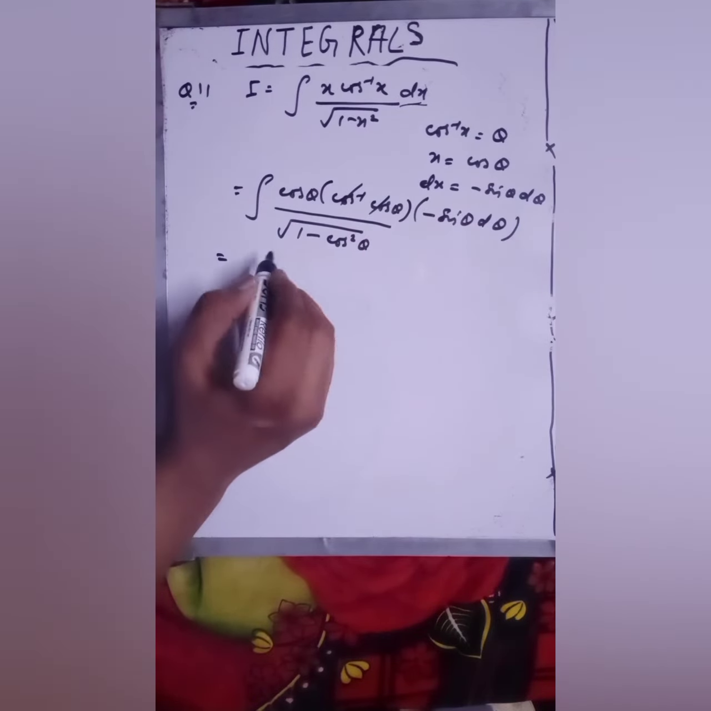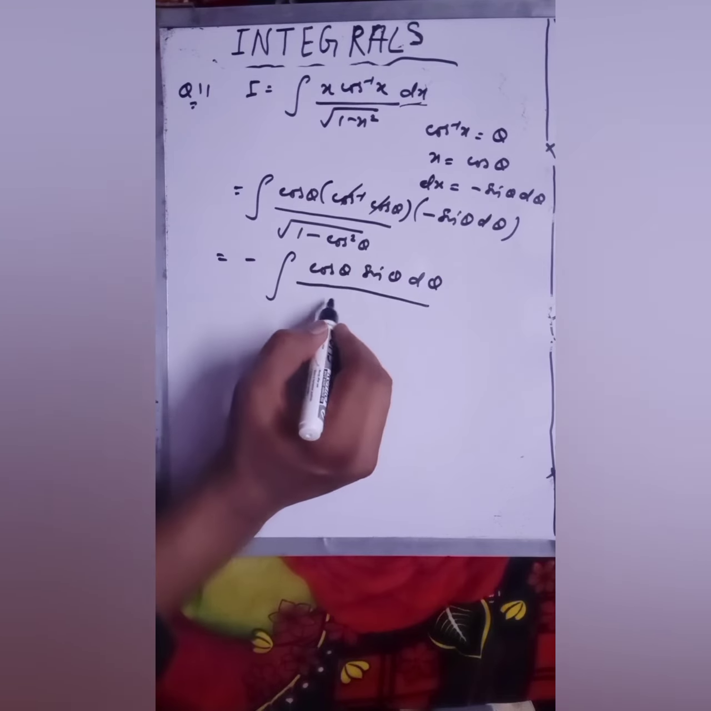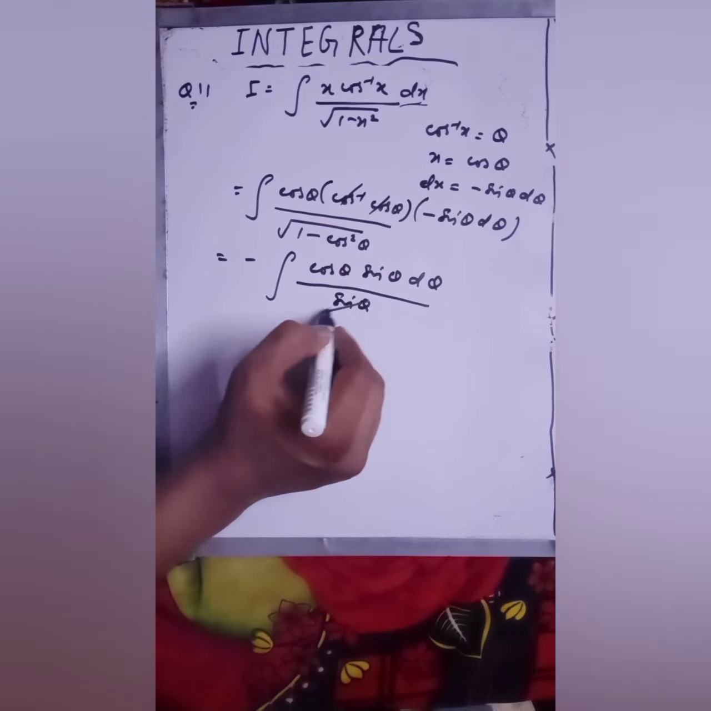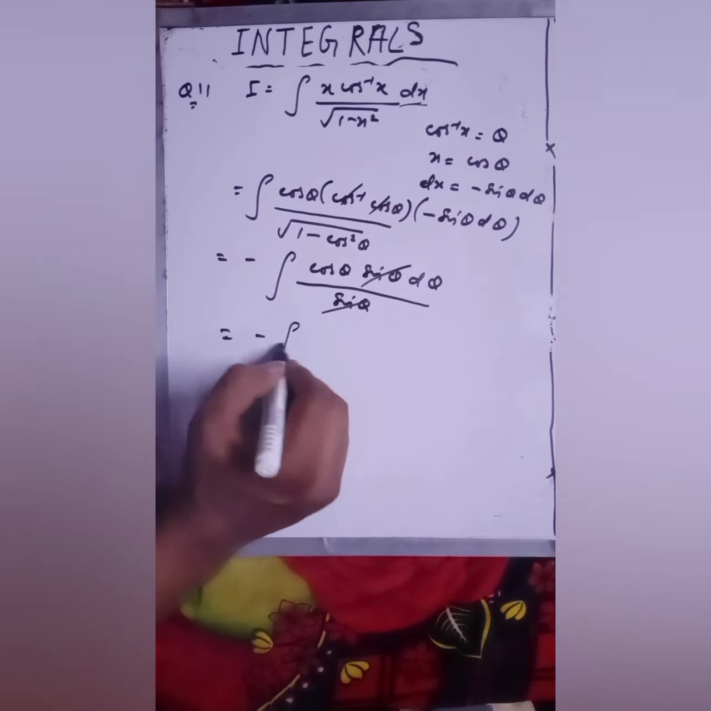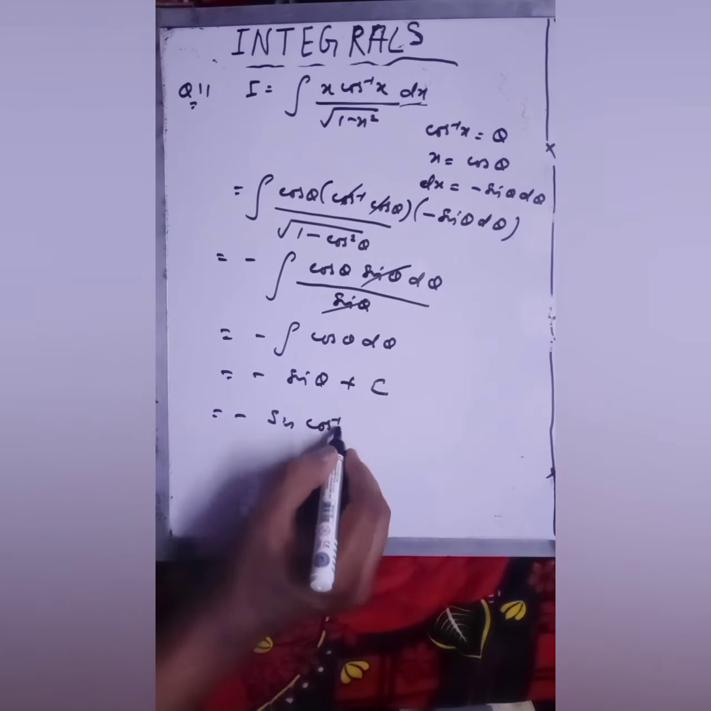Got it? This minus sign you have to write outside, and in the numerator you will get cos theta sine theta d theta, over the square root of 1 minus cos square theta, which is sine square, so the root gives sine theta only. So this sine theta and sine theta will cancel out, and we have the integration of cos theta d theta. The integration of cos theta would be sine theta plus c, and in place of theta I have to write cos inverse x plus c. So this is your required final answer.